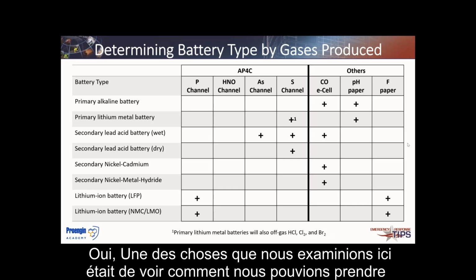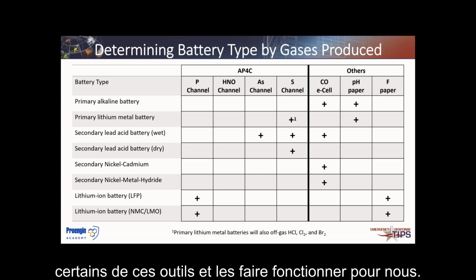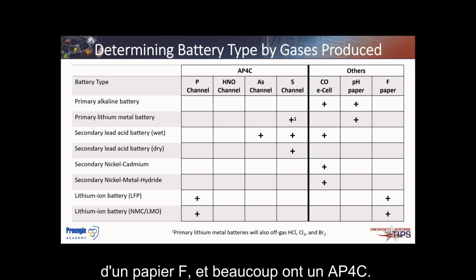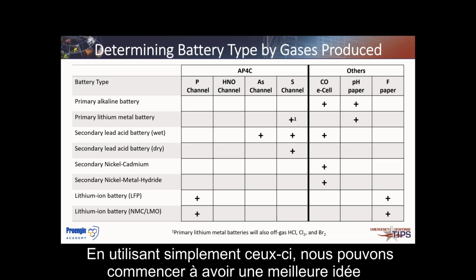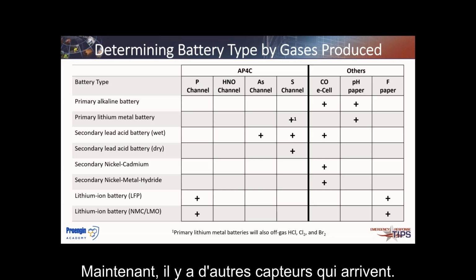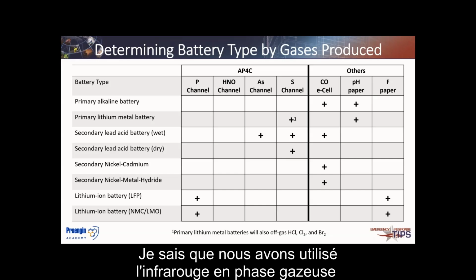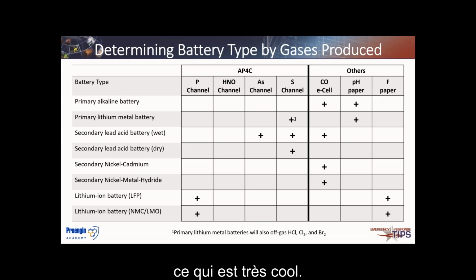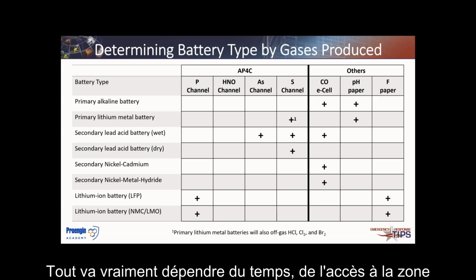Yeah, and one of the things that we were looking at here was how can we take some of these tools and make them work for us? And so what we were looking at is that most departments have a CO sensor, pH paper, F paper, and many have an AP4C. So just using these, we can start to get a better picture of what we're coming up to. Now, there are other sensors out there coming along. I know we've used the infrared, gas-phase infrared from RedWave to actually see some of these things as well, which is pretty cool. So it's really going to be about the time, the access to the area, and what are we going to do from there.